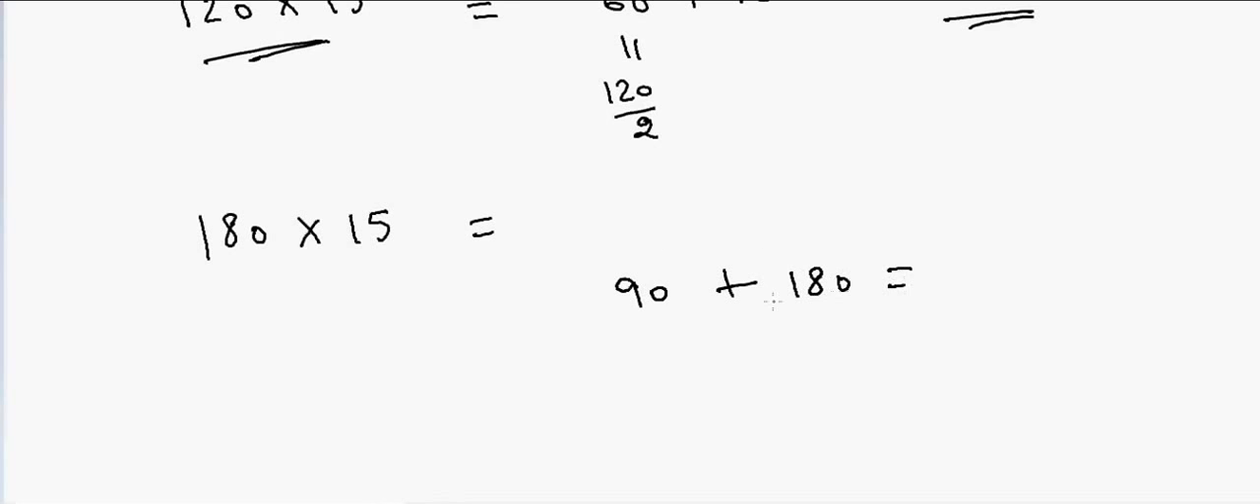So again, if I have 180 and want to multiply by 15, that will be equal to half of 180 is 90, plus 180. So 18 and 9, that's equal to 27. Two zeros in the end. So that's our answer.